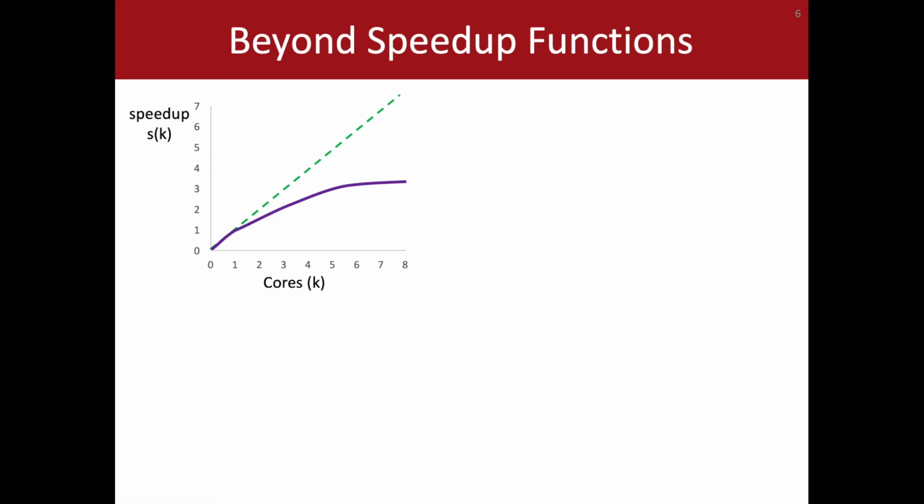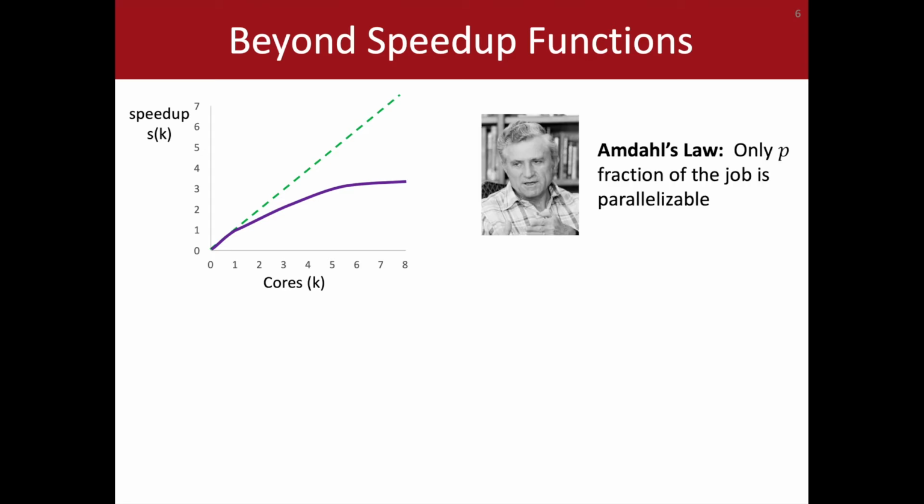Well, for most jobs, this has something to do with Amdahl's Law. Amdahl's Law observes that if only a p fraction of a given job is parallelizable, then even if I run that job with a high degree of parallelism, the sequential portion of the job will eventually become the bottleneck and result in a concave sublinear speedup function.